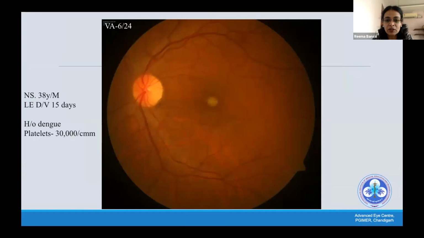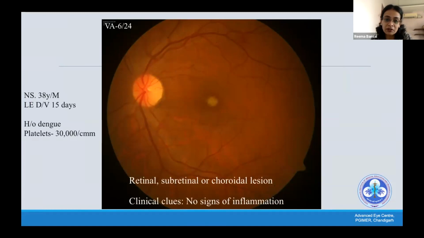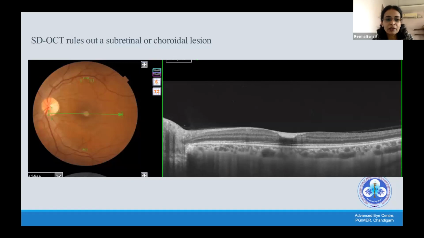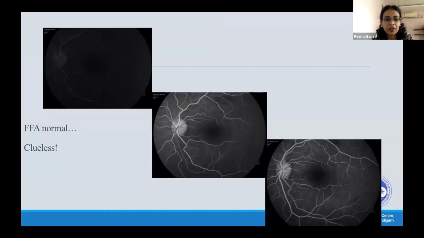Similarly, another patient with a somewhat similar-looking foveal lesion presenting with 6/24 vision, a middle-aged, 38-year-old male with a 15-day history of poor vision in this eye. He had a history of dengue almost a month ago with platelets 30,000. And again, we think of whether it's a retinal or a subretinal or a choroidal lesion, but there are no signs of inflammation again here. So we do an OCT again, and at least this rules out that this is a subretinal or a choroidal lesion. We are seeing some hyperreflectivity in the inner retinal layers. Fluorescein was normal, to our surprise, and again, we are back to being clueless about what's happening in the left eye.